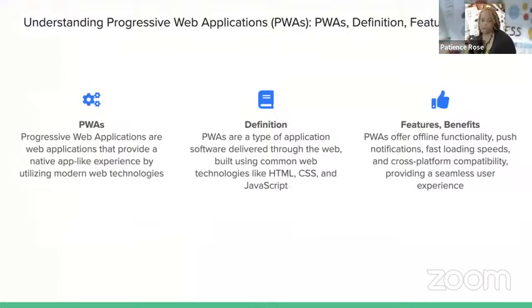Now, the features and benefits. Well, PWAs offer offline functionality, push notifications, fast loading speeds, and cross-platform compatibility, even though they're not the type of apps that come from the App Store, because they have the ability to communicate in such a way, even though it's a browser-based platform, that it can receive a push notification, or it can have some offline technology or functionality so that if you're not connected to the internet, you can still use it.